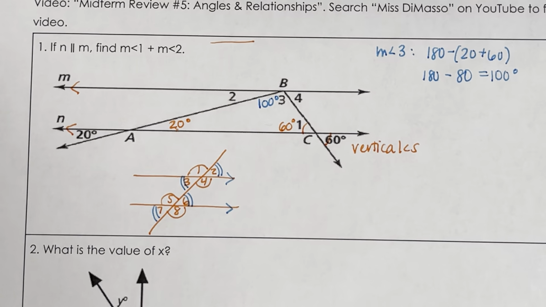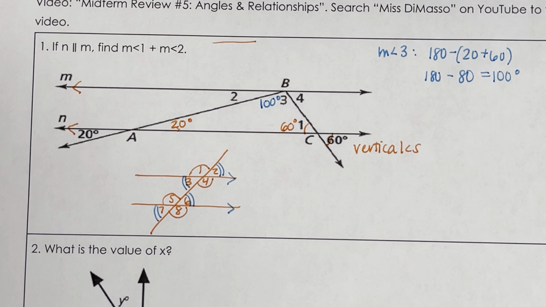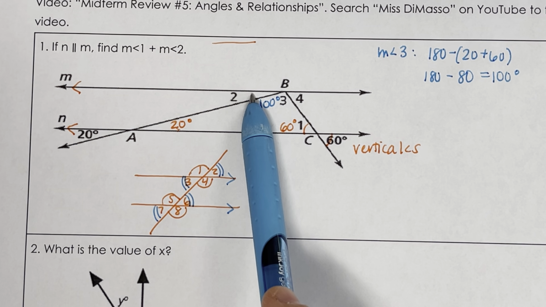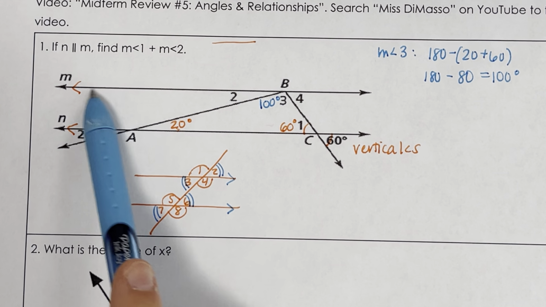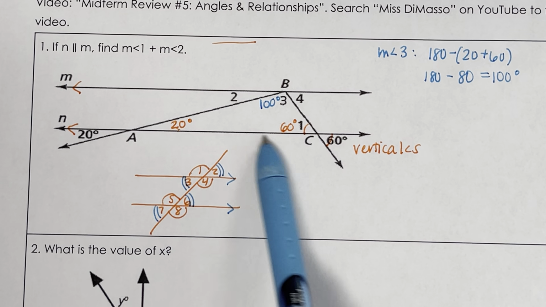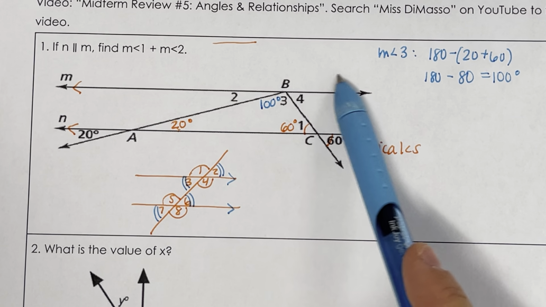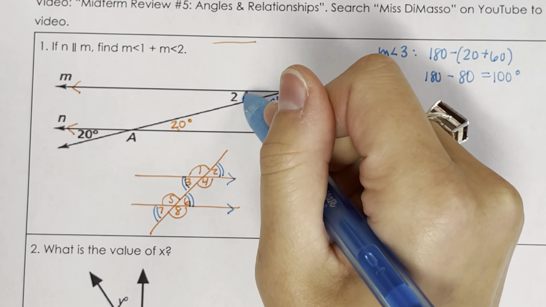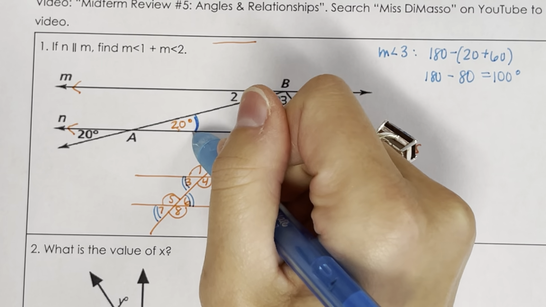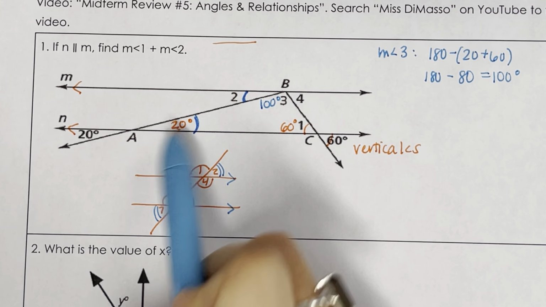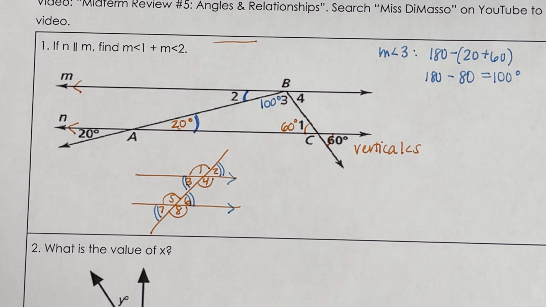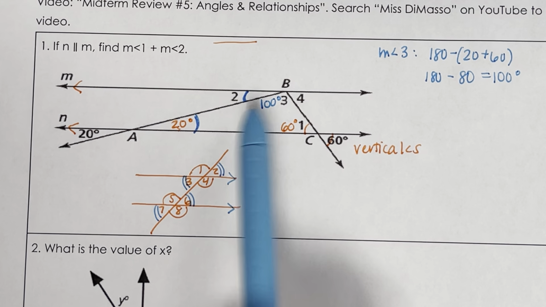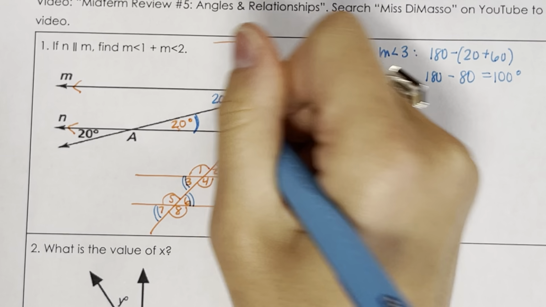Good, so we're getting closer and closer to figuring out what this angle 2 is. Now, I don't know angle 2 at the moment, although actually if I look, here's a pair of parallel lines. Here's my transversal, it intersects the 2. I notice that this angle 2 and this angle 20 are alternate interior angles. And I know that alternate interior angles are congruent. So since this angle down here is 20 degrees, that means this angle 2 is also 20 degrees.